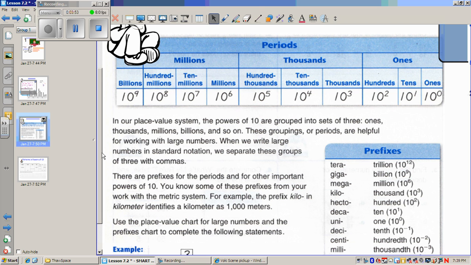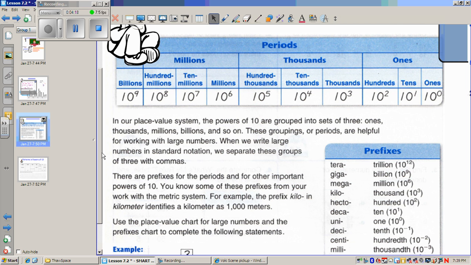When we write large numbers in standard notation, we separate these groups of 3 with commas, which is what I just talked about. There are prefixes for the periods and for other important powers of 10. You know some of these prefixes from your work with metric systems. For example, the prefix kilo in kilometer identifies a kilometer as 1,000 meters.